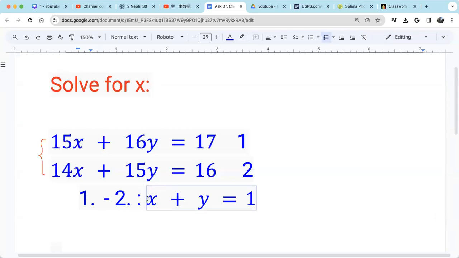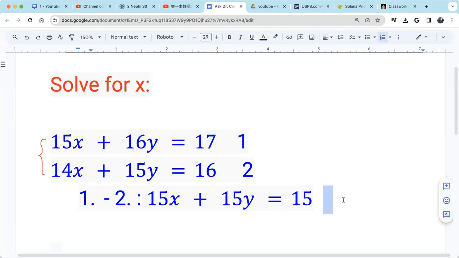Now, what we can do, we can multiply everyone with 15, right? We'll multiply 15, 15x, 15y, now 15. So we made equation 3, basically.